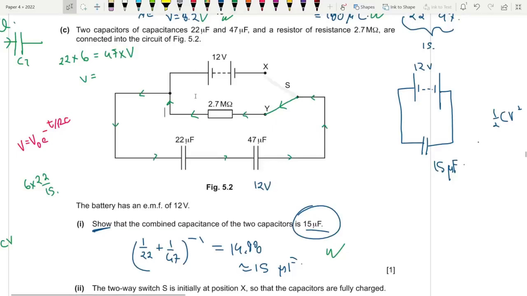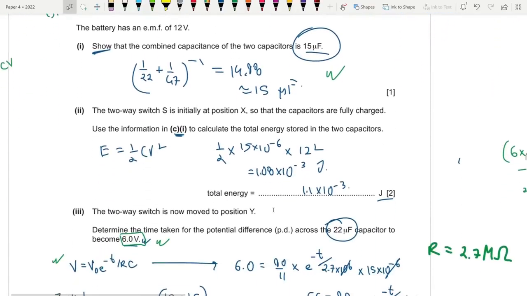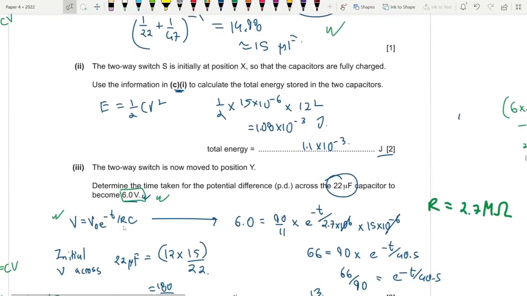So we know that we have to use the formula V is equal to V naught e to the power minus t by RC. This is the formula for discharging a capacitor. Alright, so we first need to know the notation. What does each thing mean?